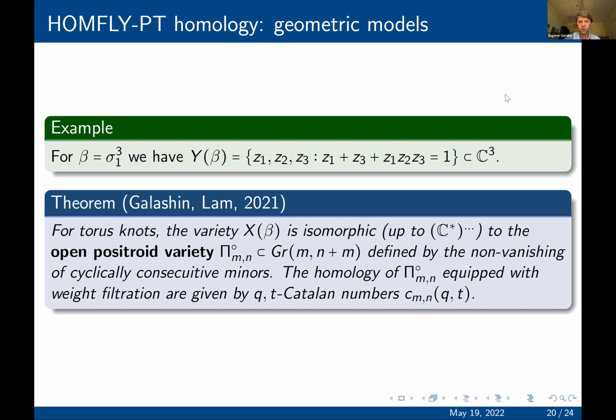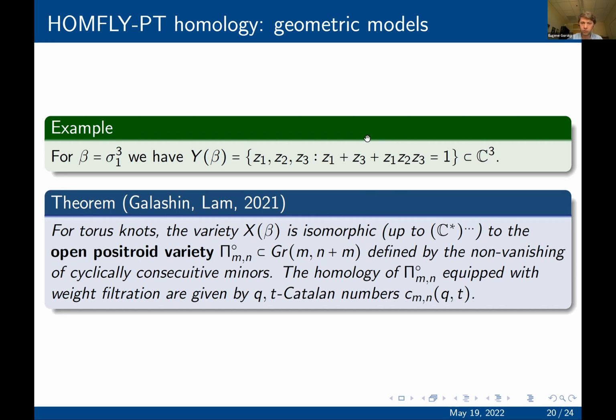And I don't have time to define it properly, but you consider the Grassmannian, so you have M and n, and for the torus knot, you consider the complex Grassmannian of M in n plus M, and then this is some very specific open subset of this Grassmannian, defined by the condition that some minors are not equal to 0, basically. And so this is a very explicit variety. You can just define it in coordinates. You can check that this is isomorphic to this braid variety defined by the braid word for the torus knot.